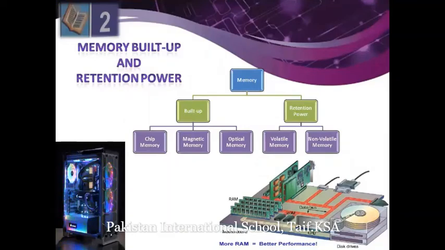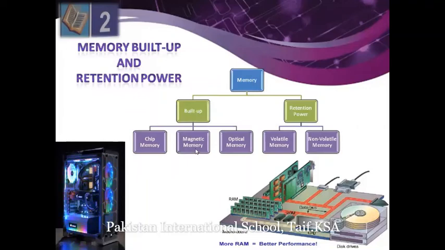On the basis of build-up, your memory can be classified into chip memory, magnetic memory, and optical memory. And on the basis of retention power, we can classify it into volatile memory and non-volatile memory. It means how long it can take to save your data. Here we have build-up: chip memory and magnetic memory. So these are the different types on the basis of your construction.